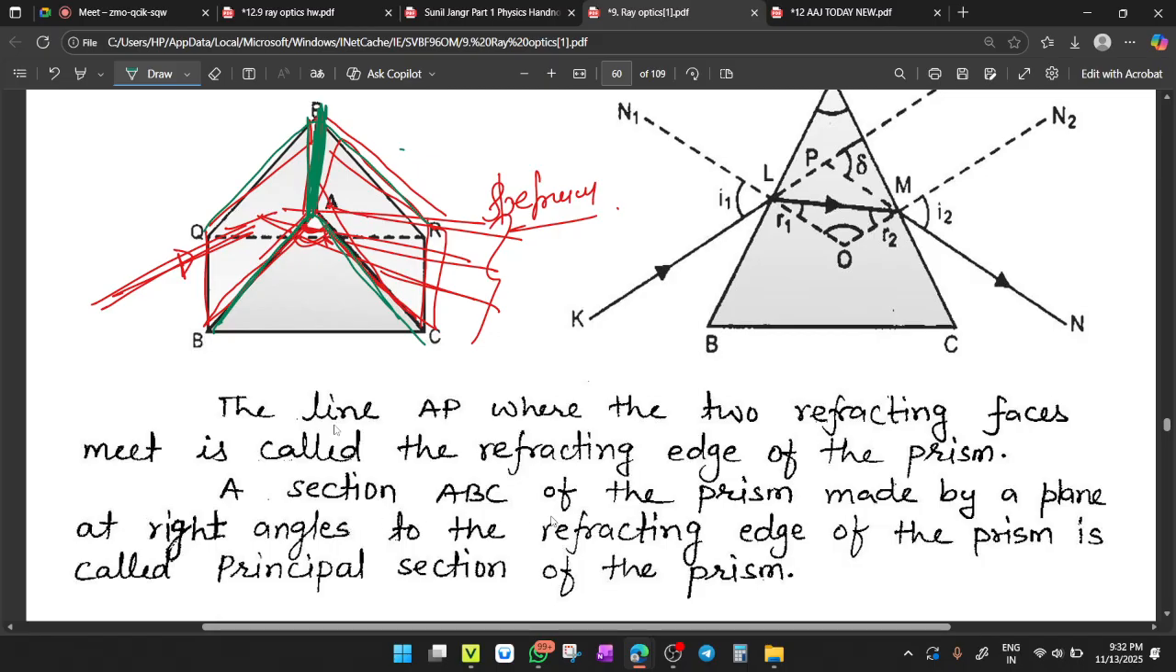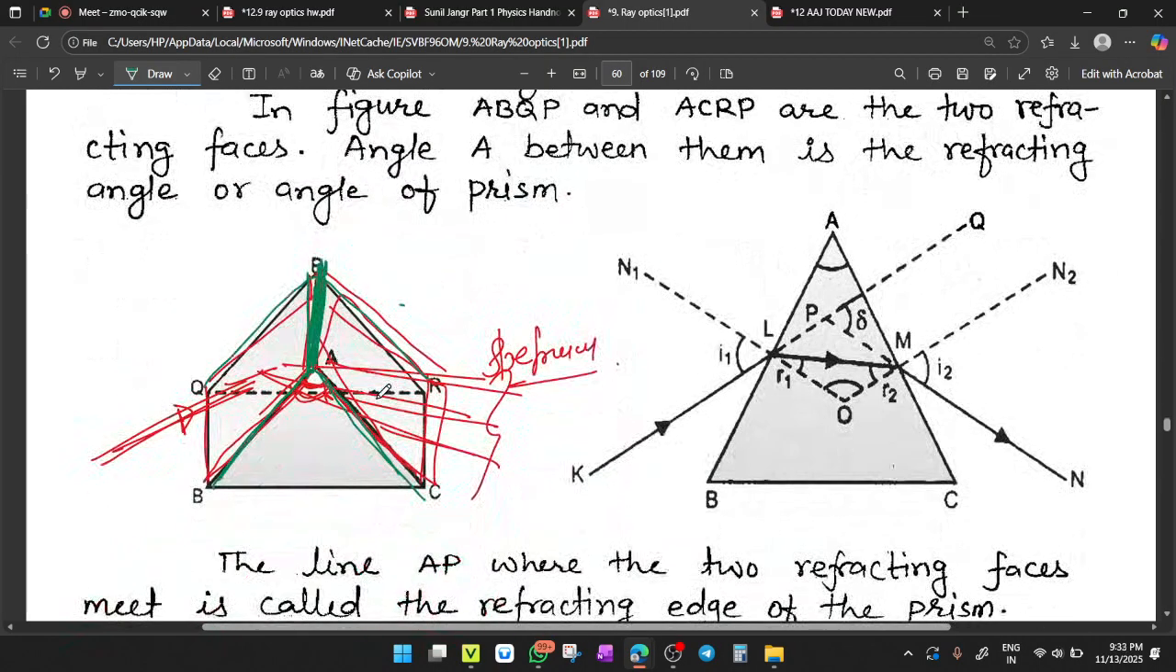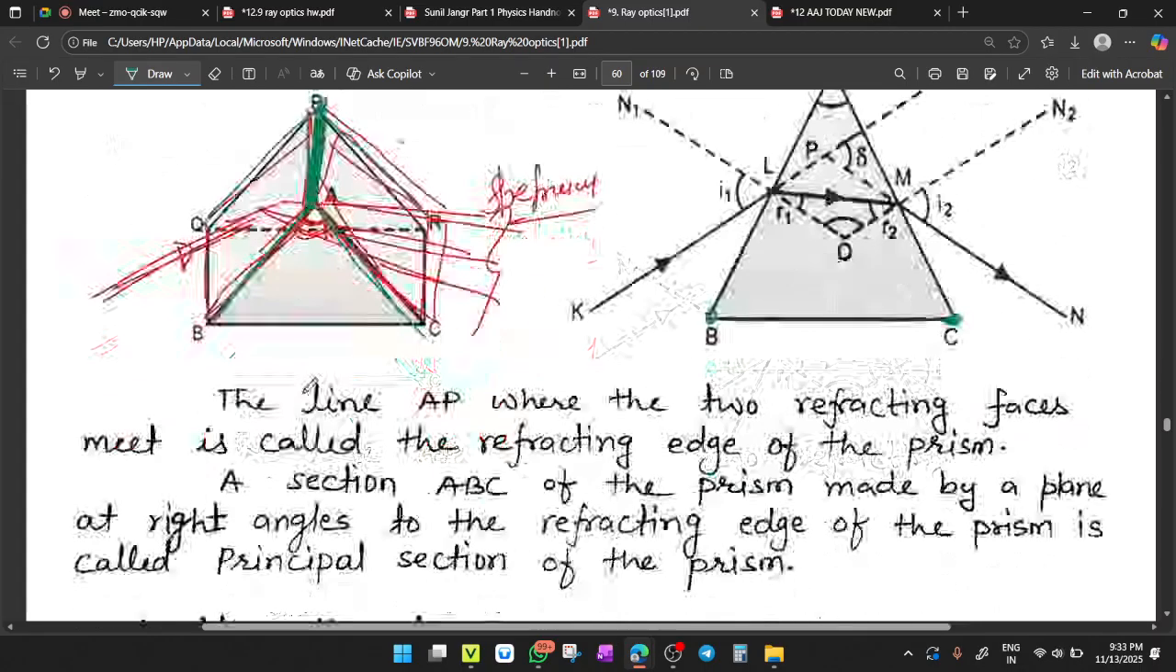A section ABC of the prism made by a plane at right angles to the refracting edge of the prism is called the principal section of the prism. So you have to take one section. This one is the section ABC, the triangular section. Clear? Now, all the coming optics, we have to work on this section only.